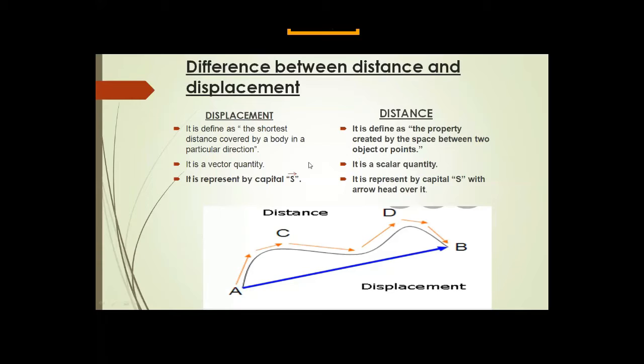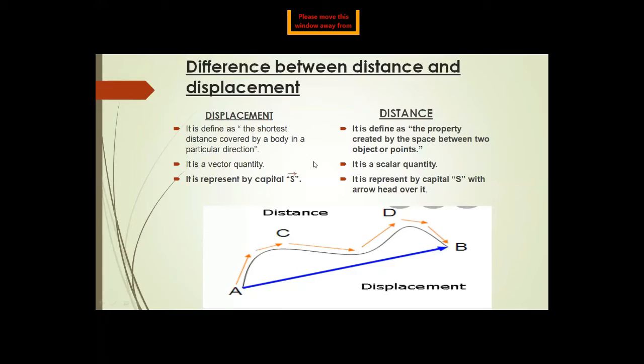Now on the other hand, the definition of the displacement is the shortest distance covered by a body in a particular direction. So here look at the pictorial. A to P is said to be the shortest distance. Point A to B is said to be the shortest distance, and it has a particular direction. So that's why it is said to be the displacement.